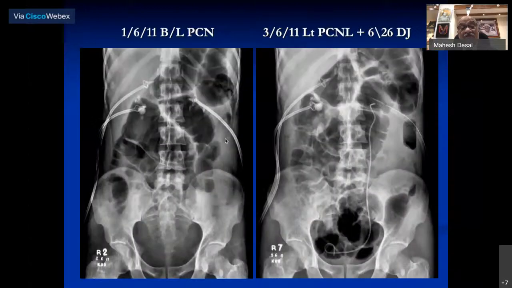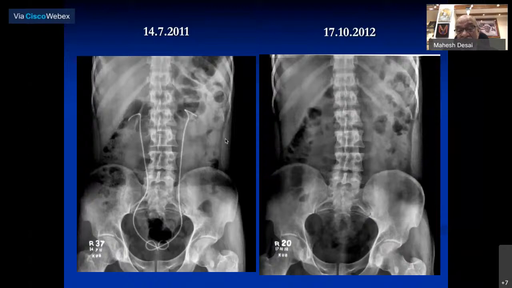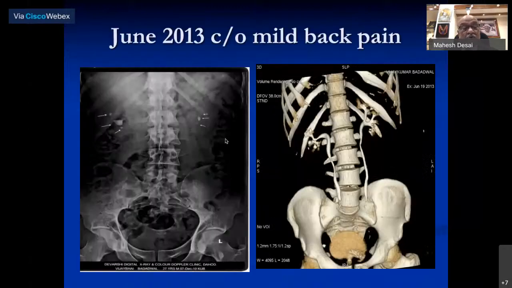And again, we did a bilateral PCNL and completely cleared the stone in a couple of stages. And you can see in the end that he had a completely stone-free kidney. And again, in 2013, he recurred bilaterally with small stones.